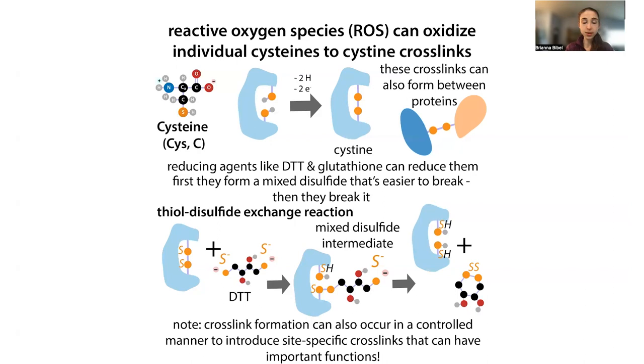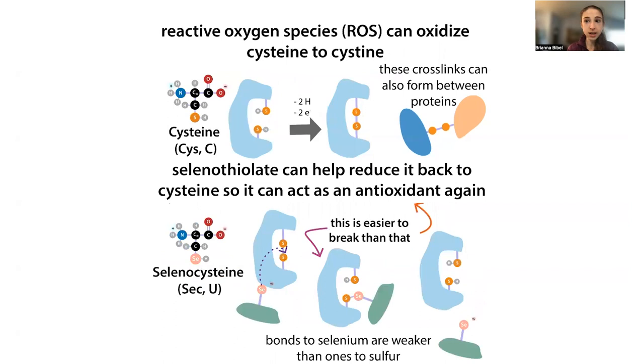But now something needs to break up the disulfide bond on the thioredoxin. And so this is where thioredoxin reductase comes in. Thioredoxin reductase is going to do something similar, but it's going to be using a selenium. It is one of the key selenium-containing proteins, or selenoproteins, and it's able to break up disulfide bonds using a selenium.